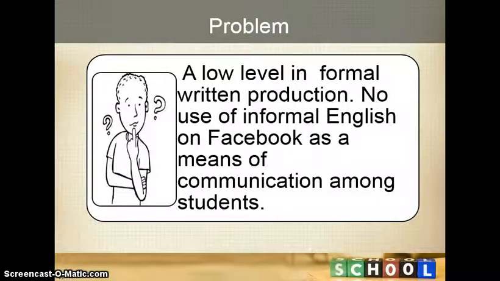In this research, a problem was found. There was a low level of informal written production, and there was no use of informal English on Facebook as a means of communication among students.